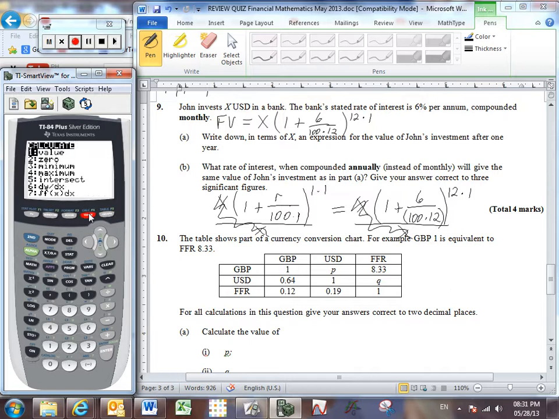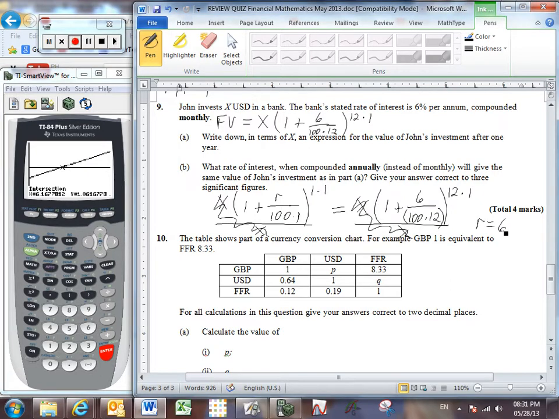So we'll say second trace to get into the calculate menu, and then option 5 for intersect. First curve, second curve, and the cursor's already nice and close to the guess, which shows us that the r value is equal to 6.16%, 6.17% if I round carefully to 3 significant figures.